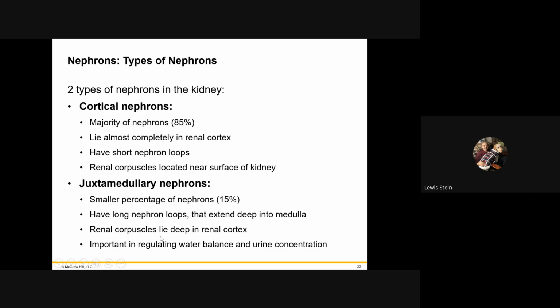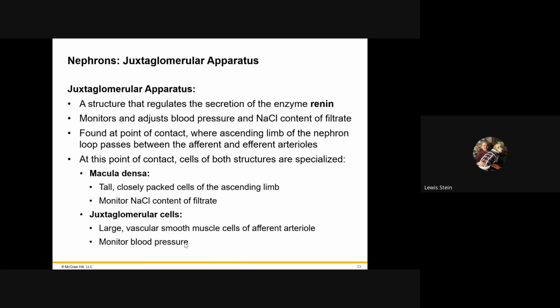Okay, and as you can see, juxtamedullary means that the glomeruli are right against that boundary between cortex and medulla, and they're all about water balance, because you're going to see what happens. Water goes out, and the question is how much water goes out and how much is reabsorbed. And that's part of it, which brings us to the juxtaglomerular apparatus.